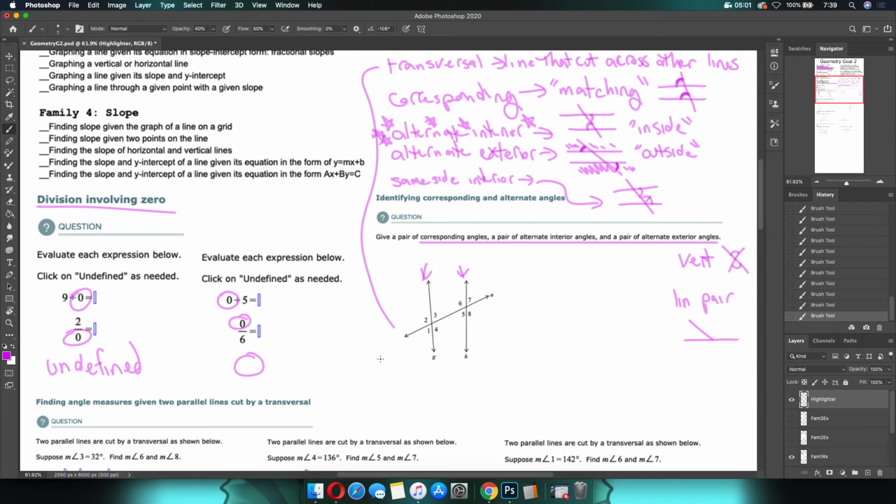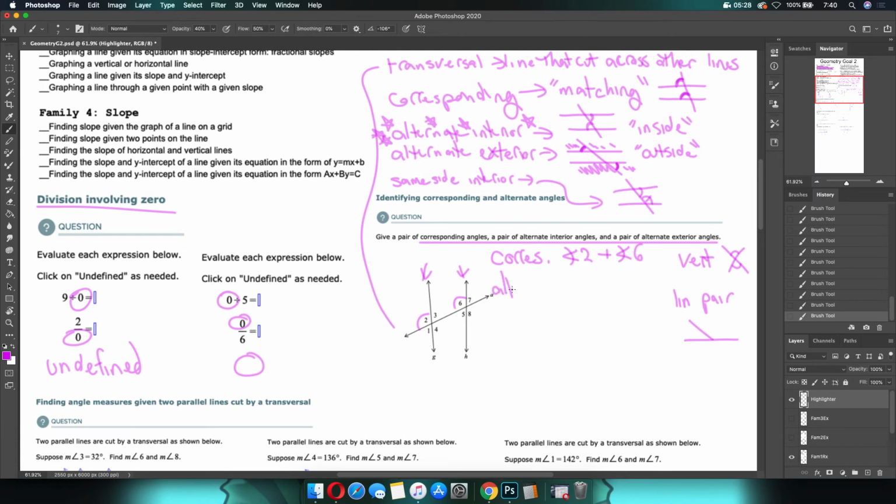Now that we're all set, we're ready to actually tackle this problem. So corresponding, that's matching. So eeny, meeny, miny, mo, pick an angle, off we go. Let's say angle 2. And what's its match? Angle 2 is the upper left-hand angle of this side. So I'm going to shimmy over here. What's my upper left-hand angle? 6.